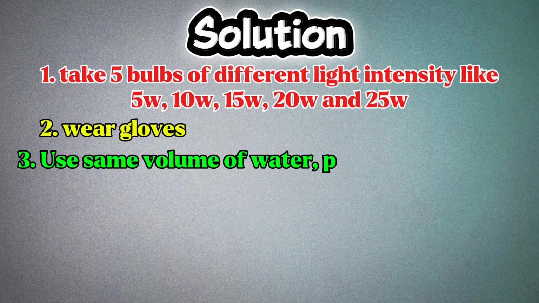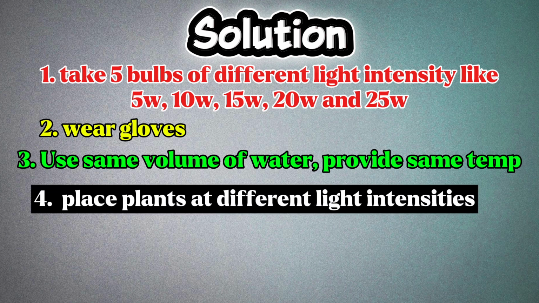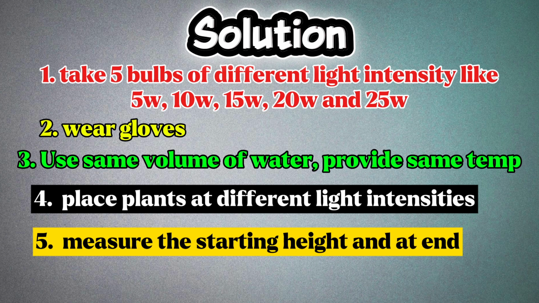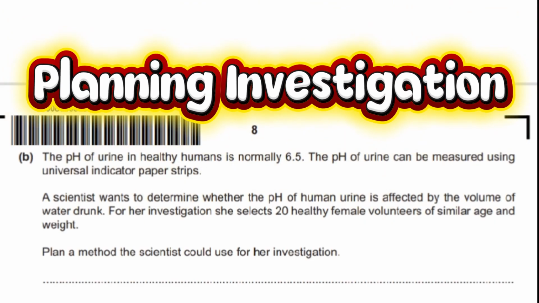Use same volume of water, provide same temperature and place the plants at different light intensities for same time interval. Measure the starting height and then at the end, and repeat the experiment 2 to 3 times for average values and reliable results. Let's consider another example.